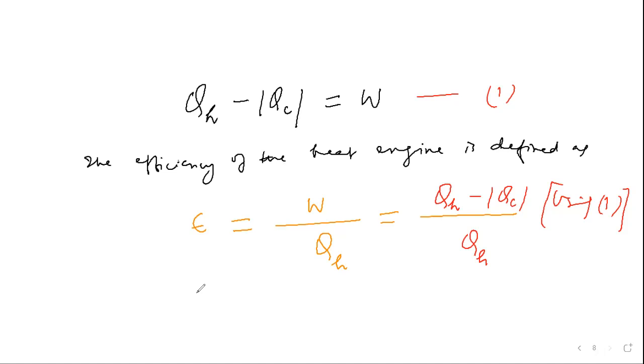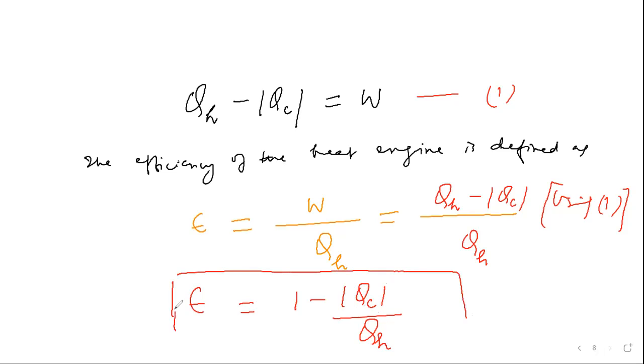I can write it: efficiency is equal to, I divide by QH, 1 minus QC by QH. This is the expression for efficiency. So efficiency of a heat engine is 1 minus QC by QH.